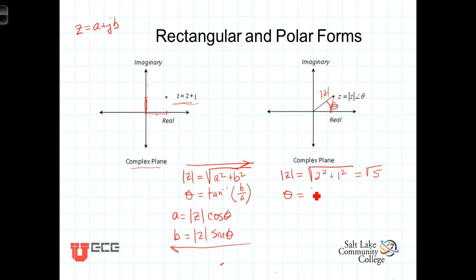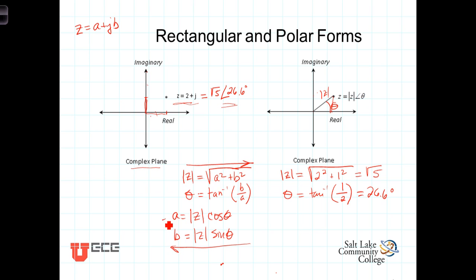Theta is equal to the arctangent of the imaginary part, which is 1. It's not j, it's 1. Again, this distance is 1 unit, so it'll be 1, the imaginary part, over the real part, 2, and that turns out to be 26.6 degrees. Now to show how we take it and go back, well, first of all, this number in polar coordinates we would represent as square root of 5 angle 26.6 degrees. Okay. Now, how do we take this number in polar form and go back into rectangular coordinates?